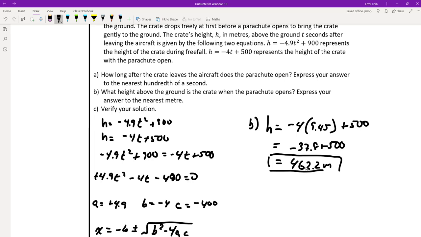Verify your solution. I'm going to save you the suspense. You're supposed to plug this back into the original equations just to double check. Alright? So in order to save a little bit of time, we're just going to move forward.